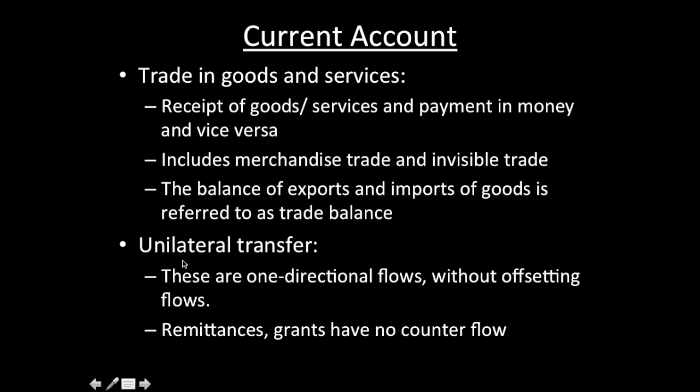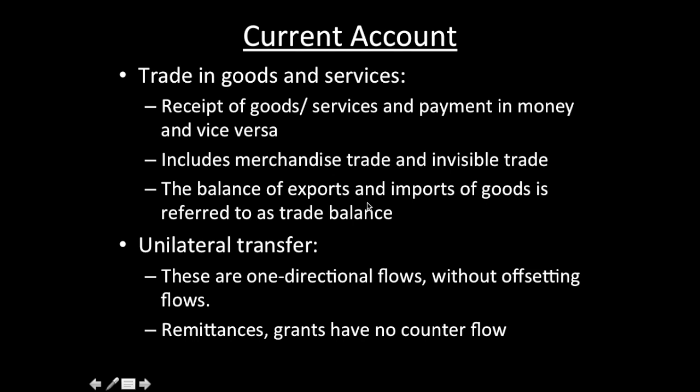Let's look at current account. The first component in current account was trade in goods and services. Trade means exports as well as imports. So receipt of goods or services and payment in money and vice versa. When you receive goods and services and pay in money, that is imports, and vice versa, that is exports. It includes merchandise trade and invisible trade. Both the trades are included in this.